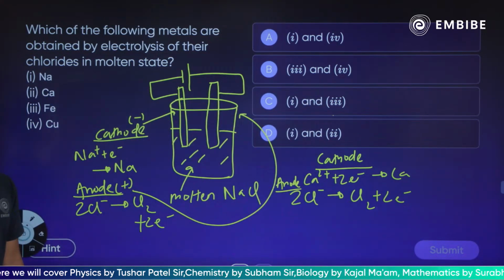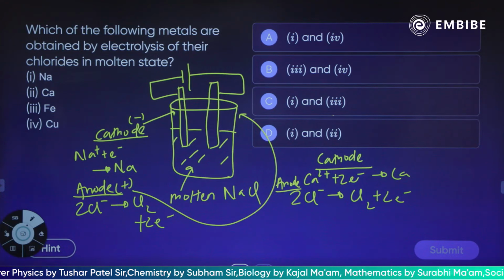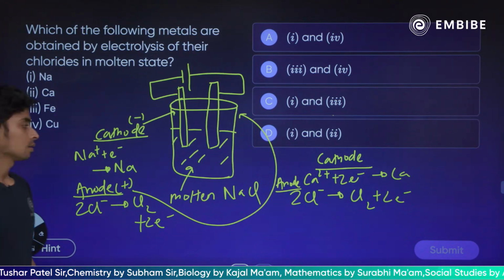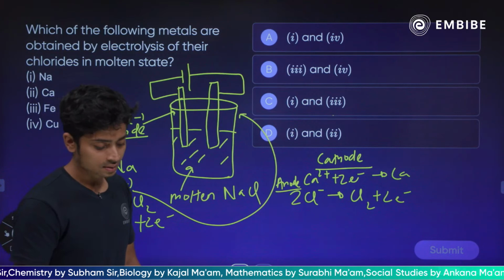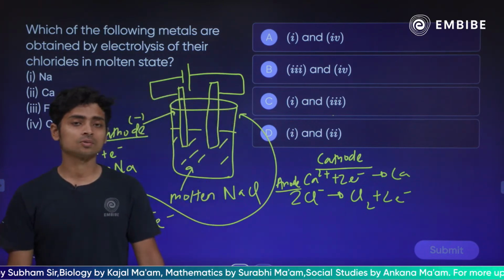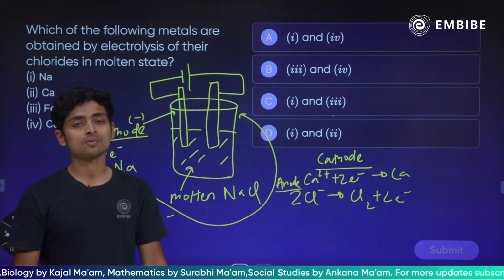Okay, it's just an exchange of electrons. Next, but if it was the chloralkali process, then at the anode you would have got chlorine gas, and at the cathode you would have got hydrogen gas and OH minus ions.